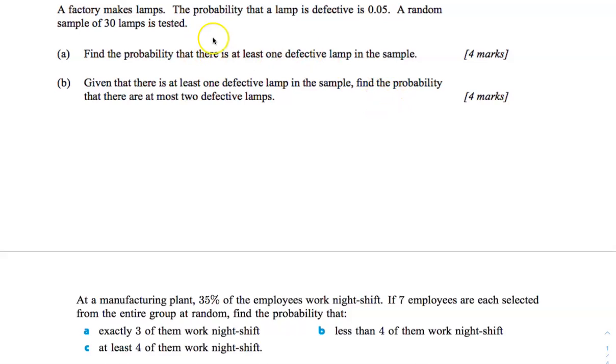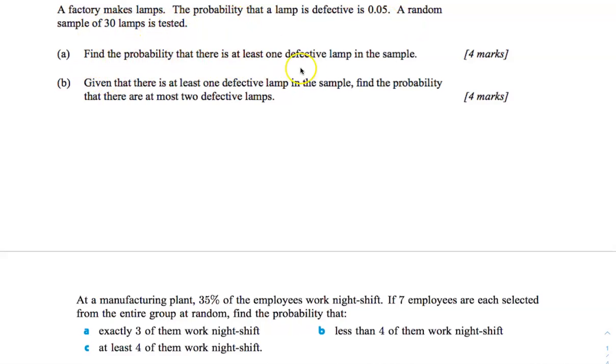A factory makes lamps. The probability that a lamp is defective is 0.05, or just 5%. And a random sample of 30 lamps is tested. Already I see this question like, okay, it's either defective or not defective. We have 2 options, binomial. And they give you 30 lamps to test. So this is a binomial question through and through.